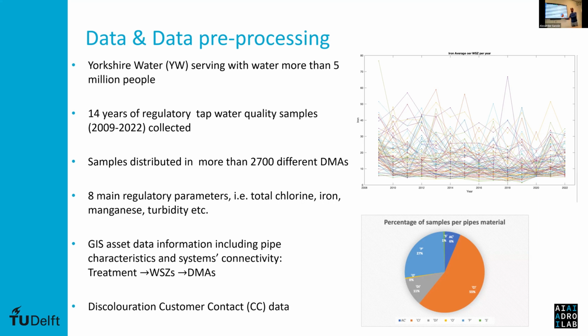And then we used information from the GIS to import also the pipe characteristics of the systems and also the connectivity of the systems, so from treatment to water supply zones to DMAs. Finally, we included the customer complaints data set that the water companies have, in terms of how many of these are in each pipe and in each DMA.